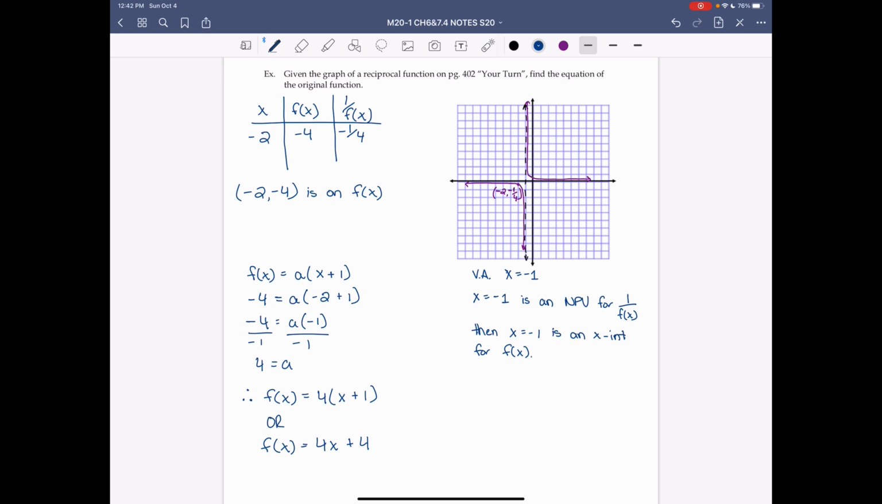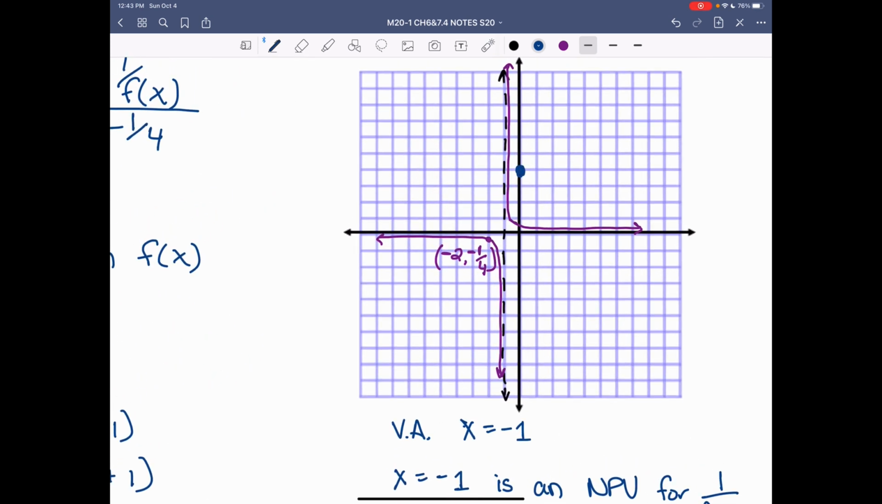And it doesn't say to draw the original function, but we can draw it on our graph. We have a y-intercept at 4 and a slope of 4 over 1. Y-intercept at 4, slope is 4 over 1, so up 4, 1, 2, 3, 4 over 1, down 4, 1, 2, 3, 4, left 1, down 4, left 1, down 4, left 1, and then join those points with a line.